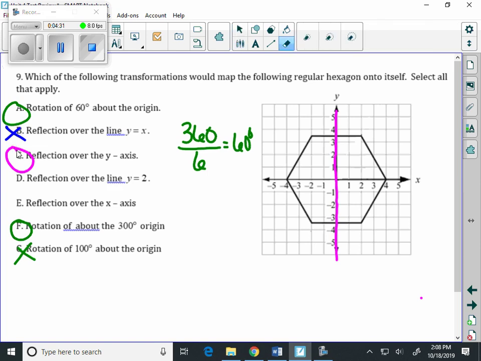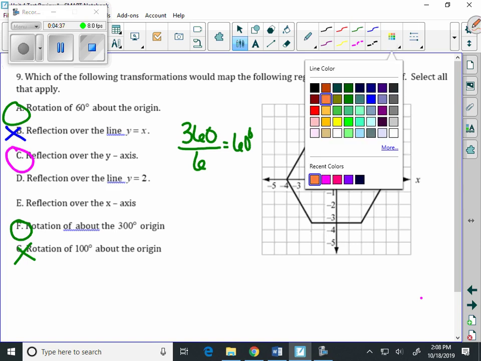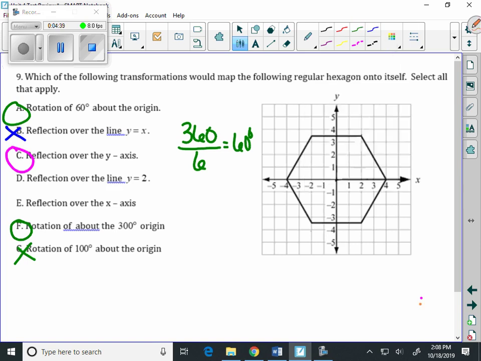Gonna erase again. Let's try a reflection over the line y equals 2. Well, y equals 2 is here. If you don't know that, then type it into Desmos. But as you visually look at this, you can tell that the top half of the hexagon will not land on the bottom half of the hexagon. So we do not reflect over the line y equals 2.